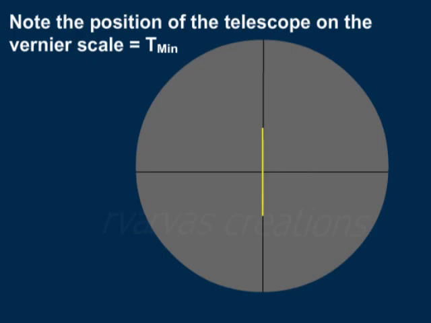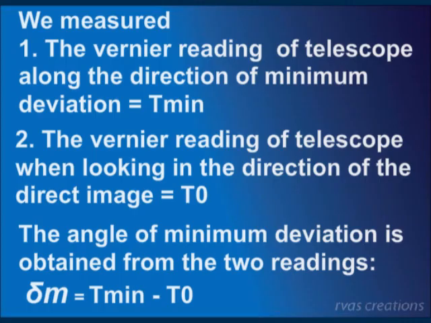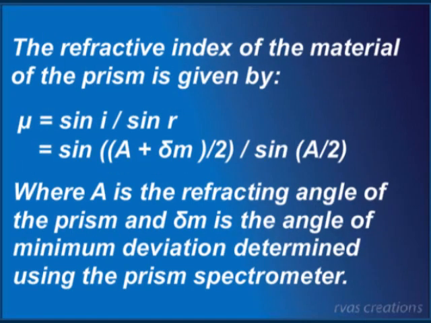We note this position as T-min on the vernier scale. To find the direction of the incident ray, we remove the prism and turn the telescope so that the direct image of the slit falls at the center of the cross wires. We note the telescope position, T0, on the vernier scale. Finally, we calculate the angle of minimum deviation by subtracting T0 from T-min.